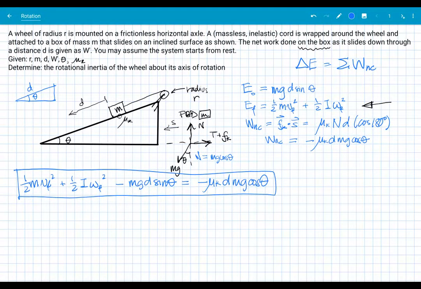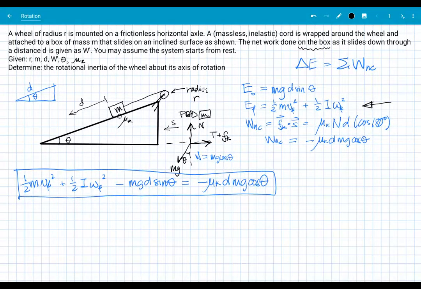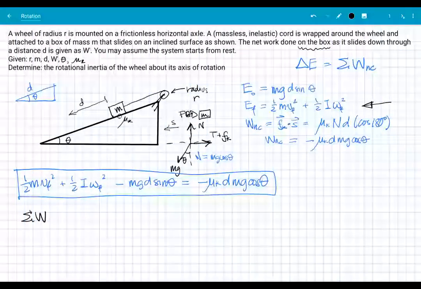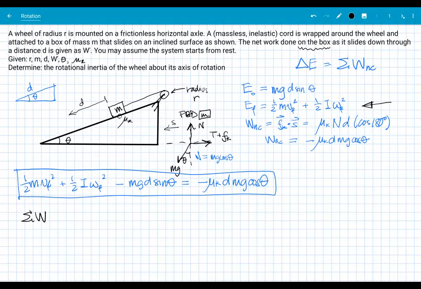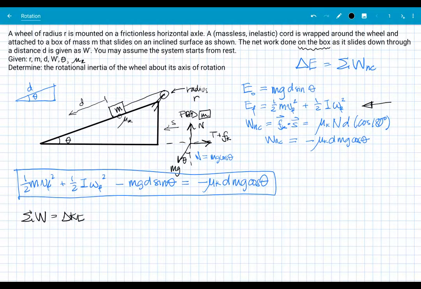So something that I want to go back to for use of that is the work kinetic energy theorem. So let's remember that the sum of all works, now there's no little subscript NC, right? The sum of all works on a body is equal to its change in kinetic energy. Okay? This was chapter 7. And the cool thing here is that the sum of all works on the box, the net work done as it slides down through the distance d, is given as W prime.